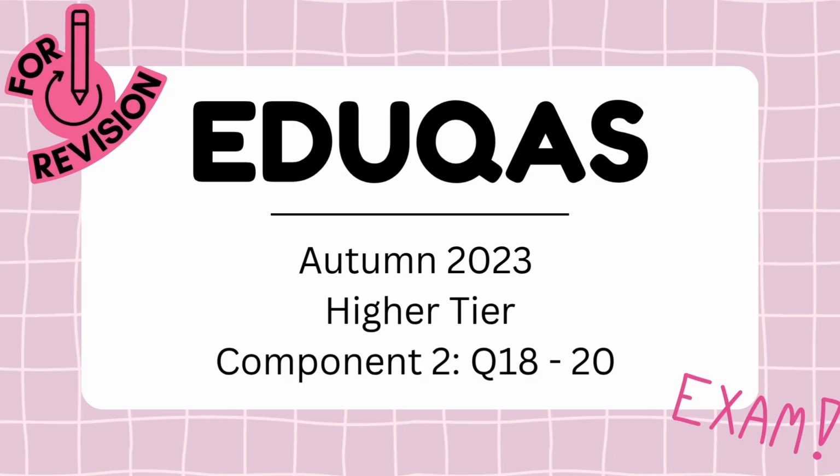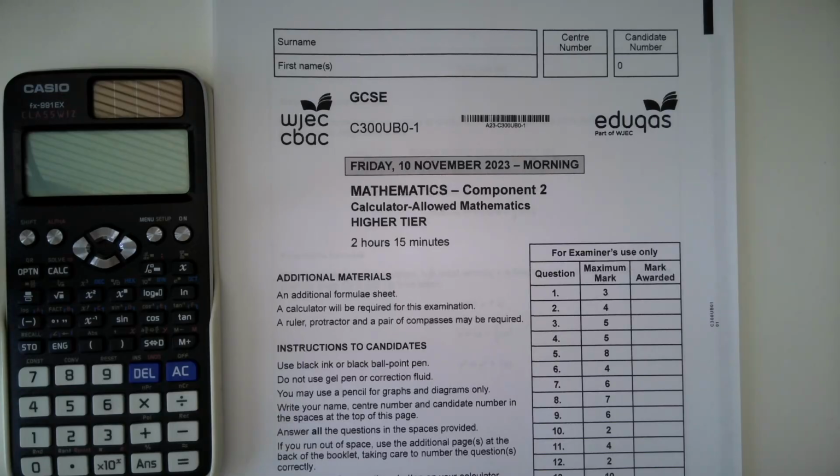Hi there. This video is an exam paper walkthrough of the Eduqas GCSE Mathematics Higher Tier Component 2 paper from autumn 2023. This paper is worth 120 marks in total, and this is the fifth video of 6. It will focus on questions 18 to 20, which account for 21 of these marks.